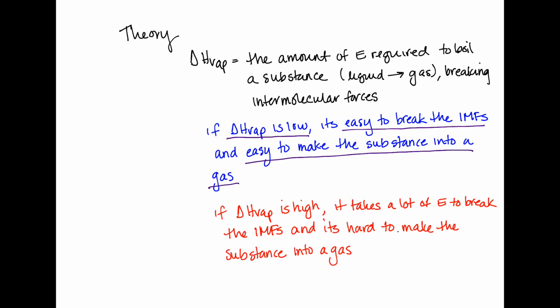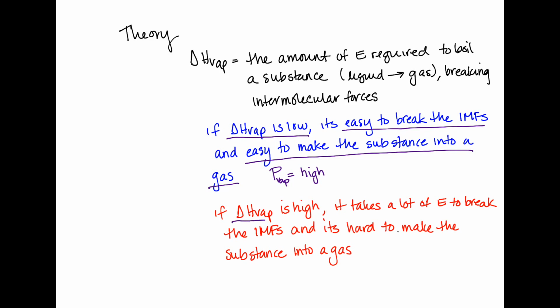If we've produced a lot of gas molecules, the pressure of the gas is going to be high because we have a lot of gas particles in the gas phase. We actually call that the vapor pressure. And another way of thinking about vapor pressure is the partial pressure of your substance. So when the delta H of vaporization is low, we're going to produce a lot of gas, and the partial pressure of that gas is going to be high.